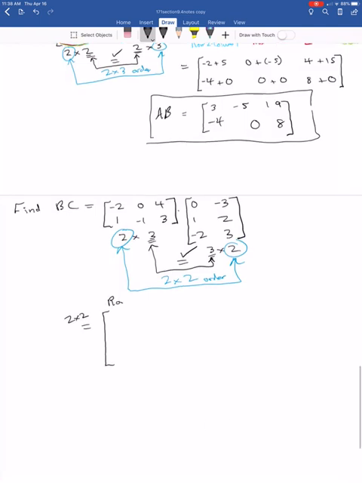So let's find the row 1, column 1 entry. We'll take those row 1 numbers and multiply with the column 1 numbers. So the first entry is -2 times 0, plus the second entries, a 0 and a 1, plus the third and last entries, a 4 and -2. There's row 1 with column 1.